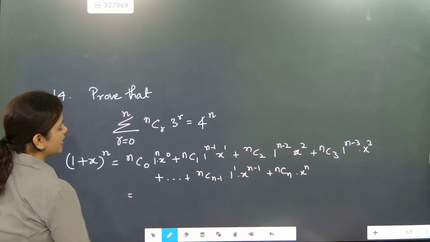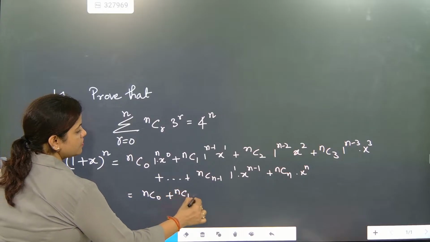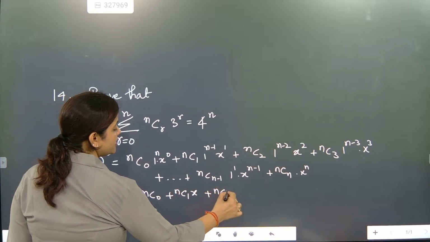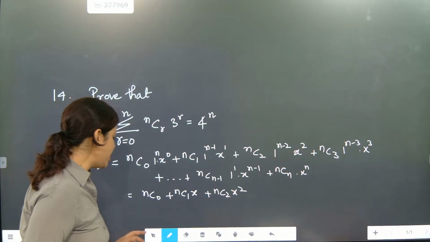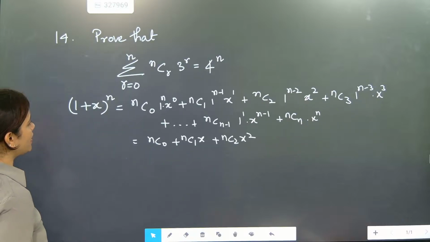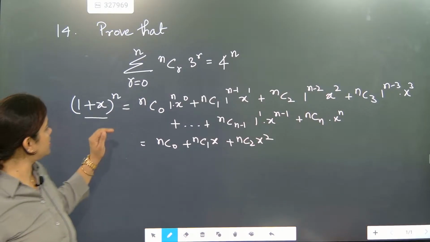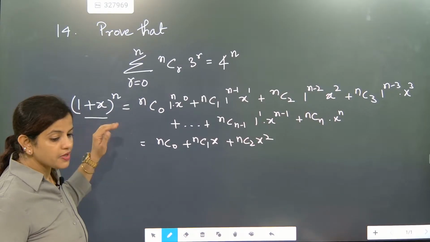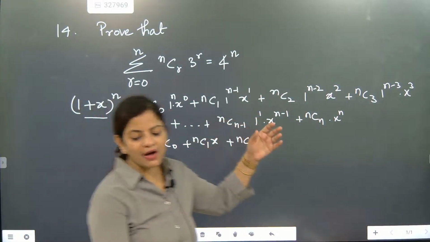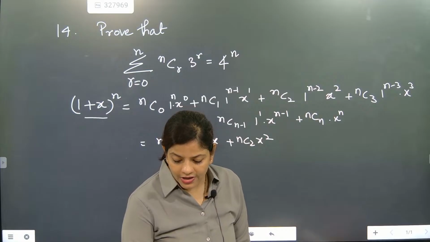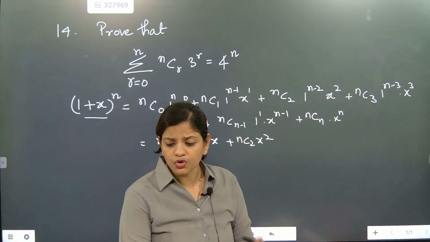Now beta, when you are writing, did you notice one thing? We are writing nC0 plus nC1 x plus nC2 x square, because 1 is of no use. You see how I have proceeded. I took (1 plus x) to the power n and expanded it. After expansion, remember one thing: 1 to the power anything, whatever you take, will become 1 only. So no need to write anything.